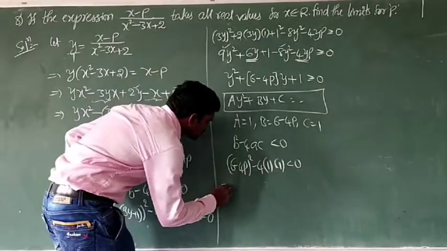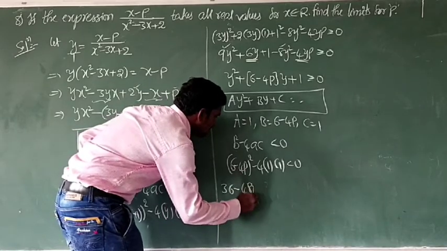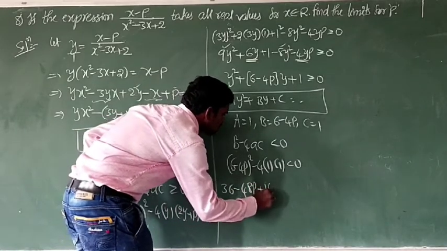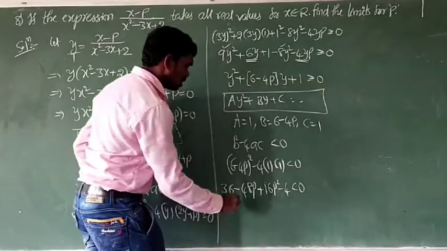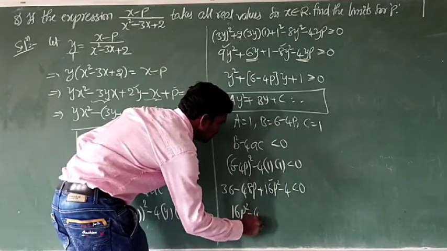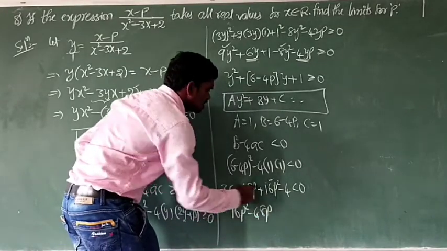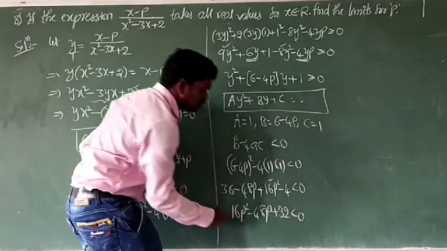So a square means 36 minus 2ab. 2 sixes are 12, 4 twelves are 48b, plus b square means 16b square minus 4 less than 0. Okay, 16b square minus 48b. Next to 36 minus 4 becomes what? Plus 32 less than 0.